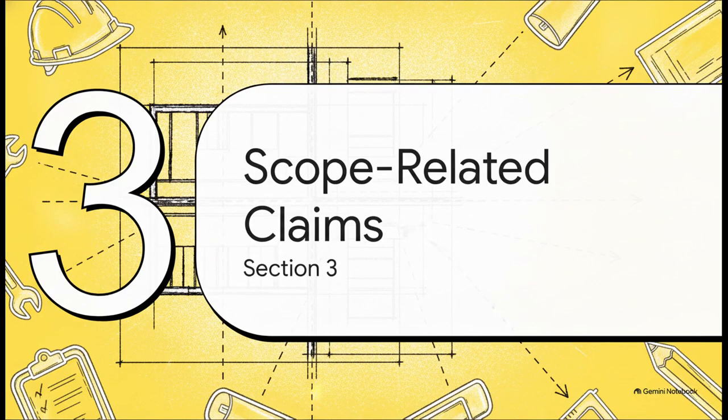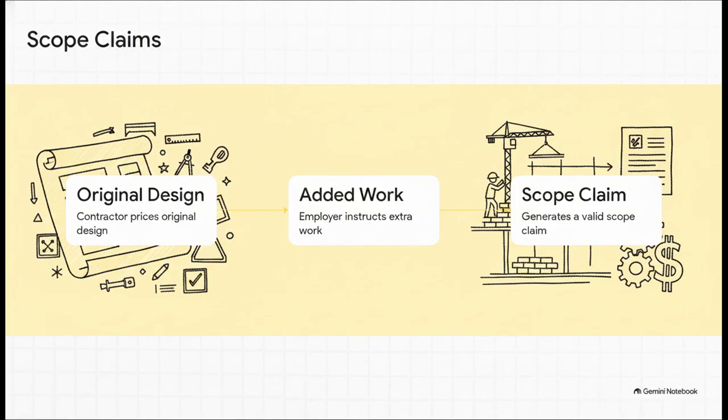All right, dropping right into the middle of our blueprint with Section 3, scope-related claims. Scope variations are arguably the most common claims in the entire industry. It usually plays out a little something like this. You meticulously price out the original design, right? Then, 6 months down the line, the employer issues an instruction for some additional structural work that definitely wasn't in the contract. That immediate need for extra resources instantly generates a scope claim.